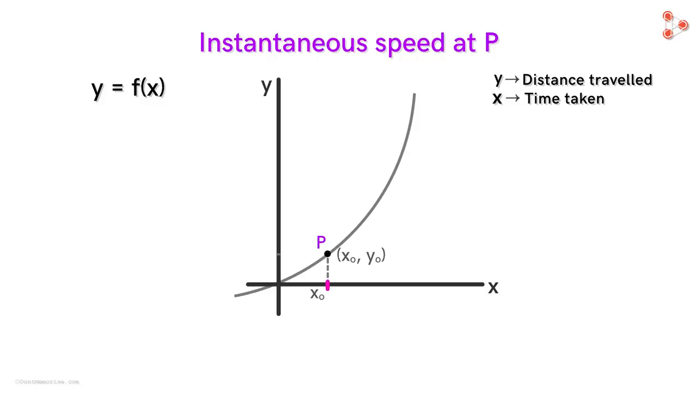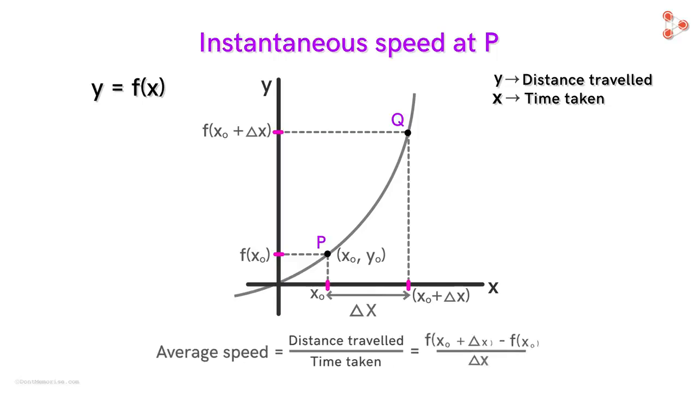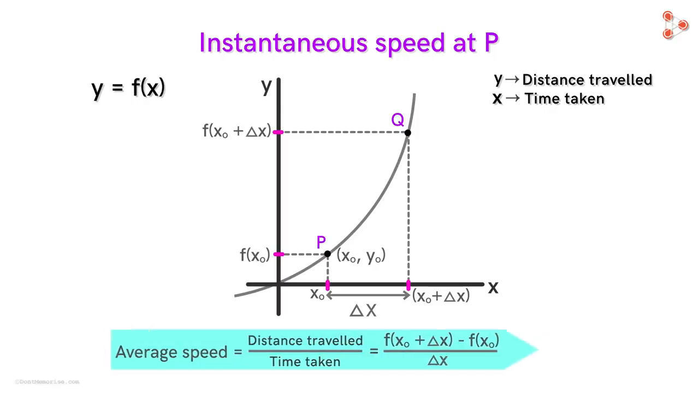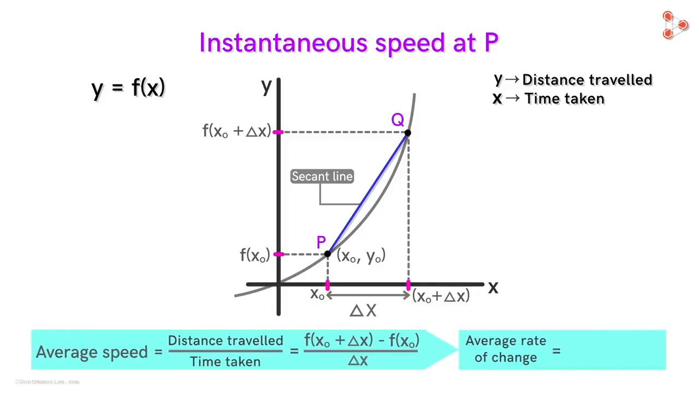For this, we first find the average speed for some time interval delta x. At x0, the distance covered will be this, and at x0 plus delta x, it will be this. So the average speed in the time interval delta x will be equal to this. For a function, this ratio is called the average rate of change. Now let's say we draw a straight line between these 2 points. It's called the secant line. We see that the slope of this secant line will be equal to the average speed in the time interval delta x. So we see that the average rate of change between two values of x is equal to the slope of the secant line between the corresponding points on the curve.